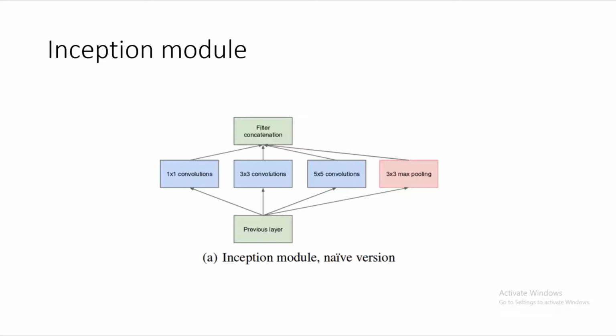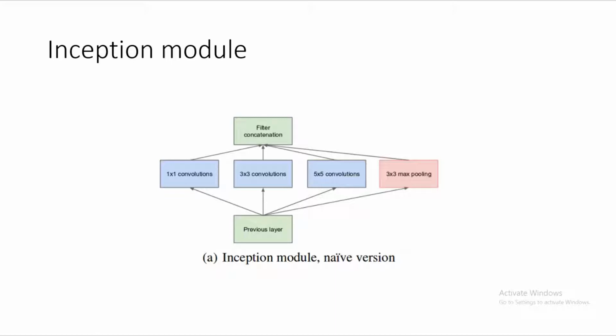Here we can see what is called the inception module in the naive version. This is the basic block of the inception module, known as the naive version, where we can see the feature map from the previous layer, and we have 1 by 1, 3 by 3 and 5 by 5 convolution filters, and 3 by 3 max pooling.